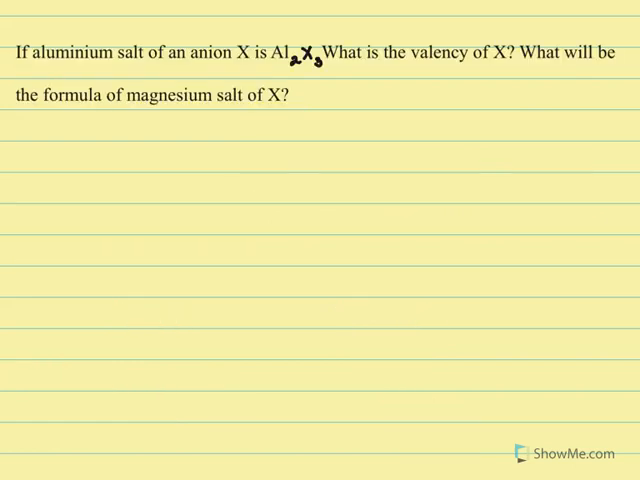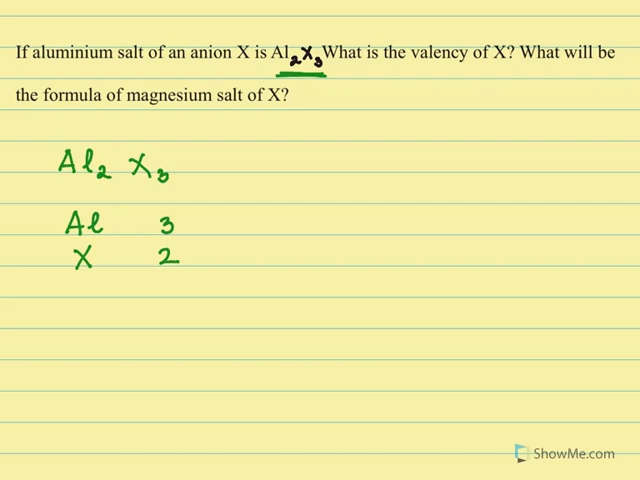If the aluminum salt of an anion is Al2X3, so let's write that, Al2X3, which means aluminum valency 3 and X valency 2. Remember, they crisscross the valency. Aluminum will take valency 3, X will take valency 2.